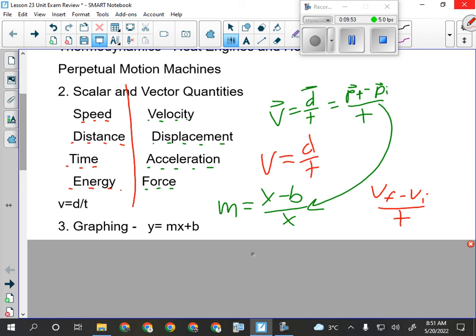Those are all things you are definitely going to be asked to do on the unit exam. All the same things you were asked to do in your labs. So not a bad idea to look those over as part of your study.